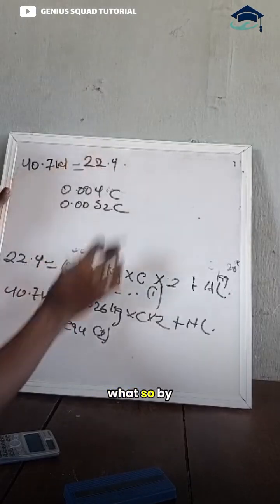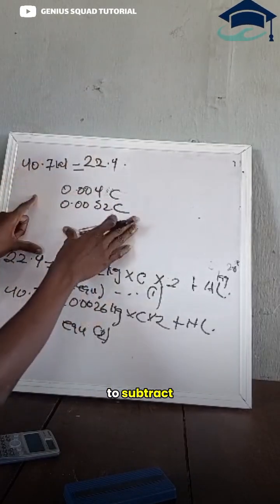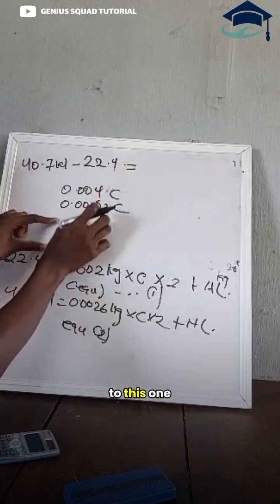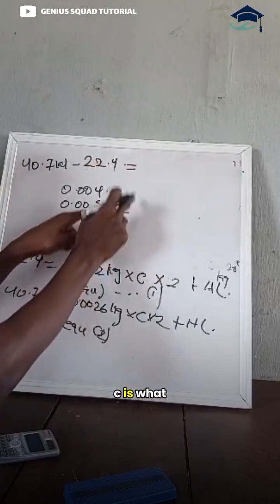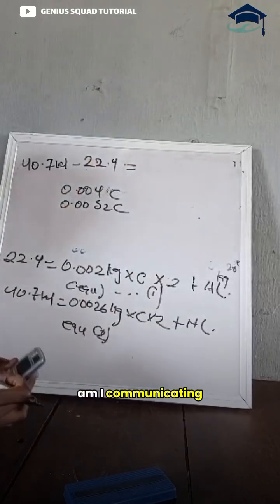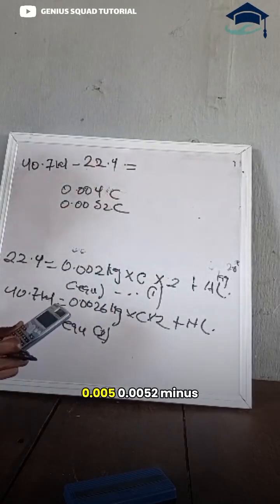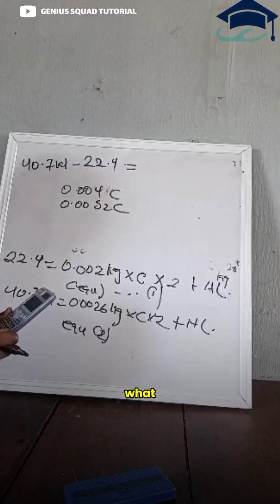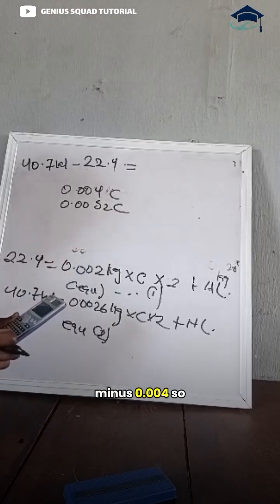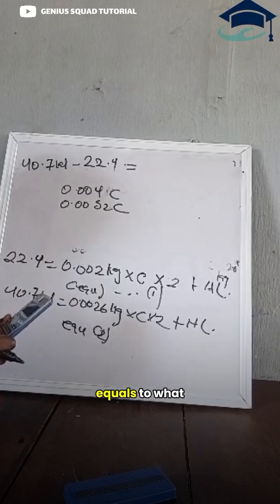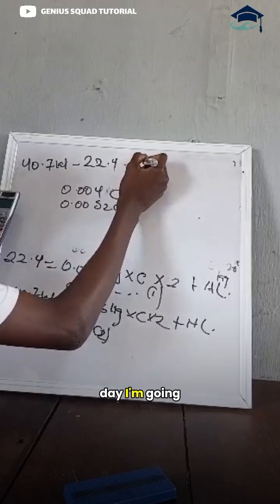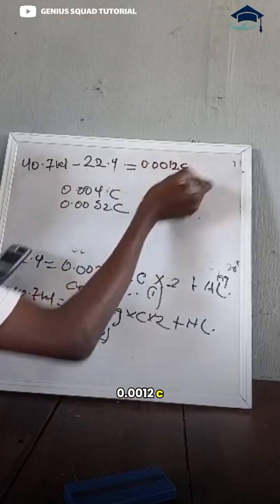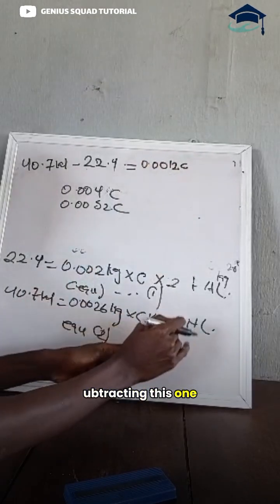So it will now be equals to this one minus this one, right? The reason why I have C is that it is the C that I'm looking for. Am I communicating? So I'm going to do 0.0052 minus 0.004. So at the end of the day, I'm going to get 0.0012 C. Remember, we are subtracting this one from this one.